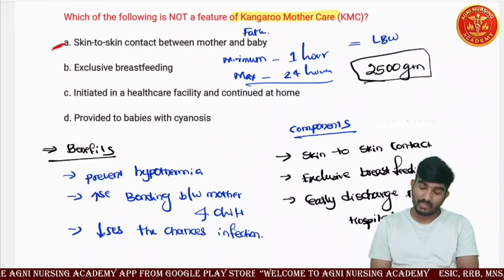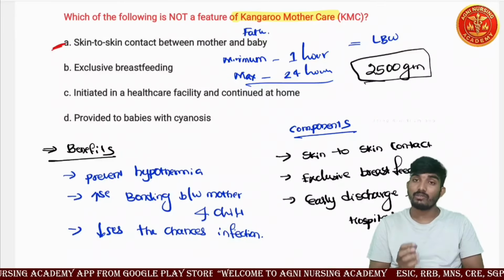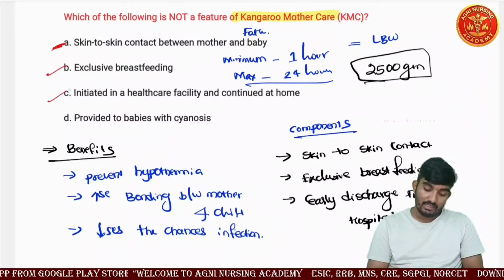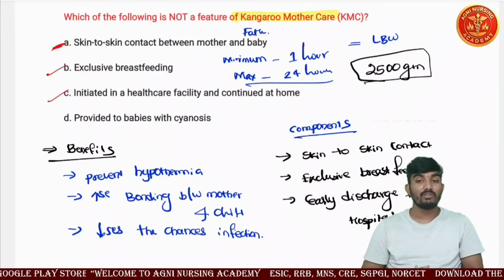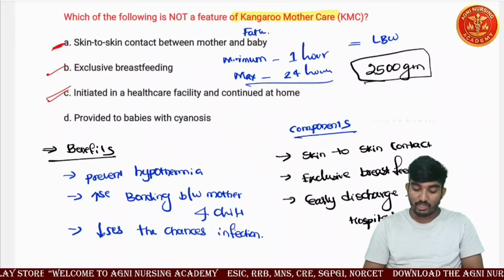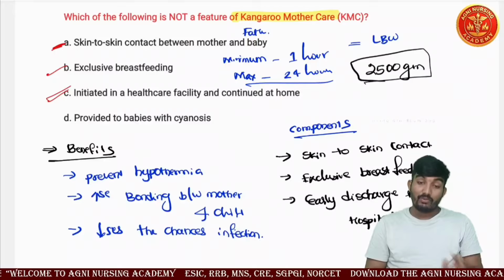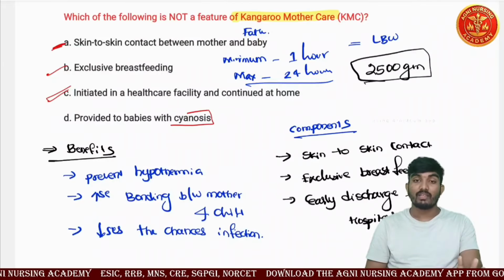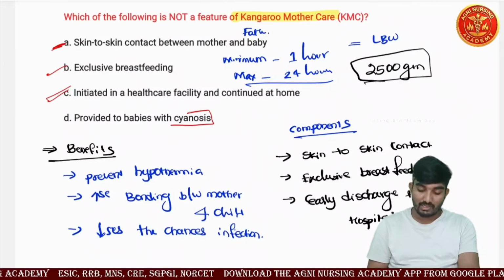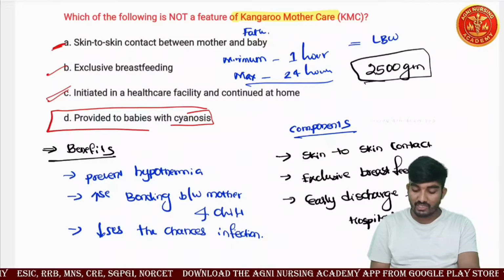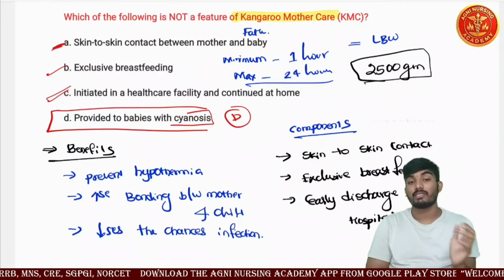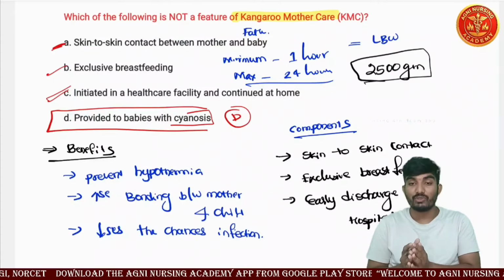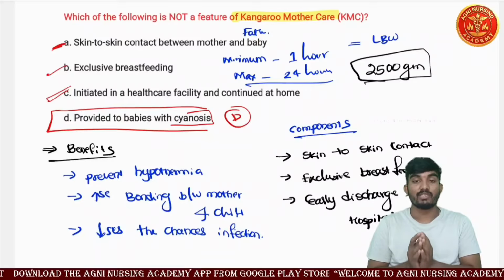Skin to skin contact is correct, it is a component of KMC. Option B, exclusive breastfeeding, is also correct. Initiating in the healthcare facility and continuing at home is also correct. Provided to babies with cyanosis: we give KMC in the case of LBW, not in the case of cyanosis. Since the question asks for the exception, this is not a feature of KMC. Option D is the correct answer. It will not be provided to cyanotic babies; it will be provided to low birth weight babies.